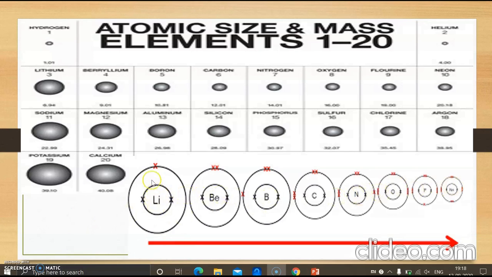The nucleus and valence shell electron are attracted much more strongly than in lithium.